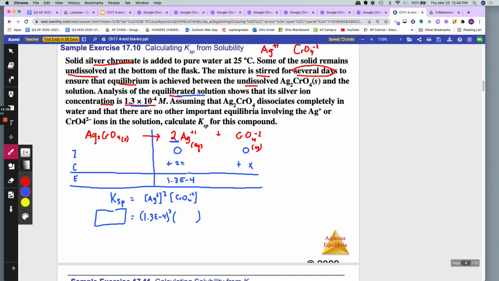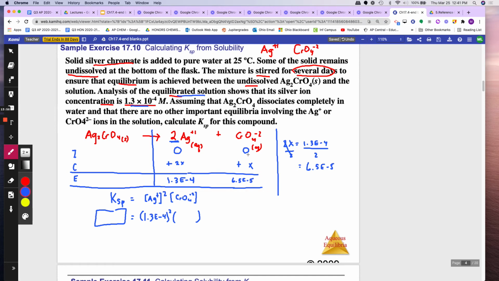So can you tell what x is? If you knew x, you can figure out what this is. Yeah, 2x equals this, so just cut this in half, right? 2x is equal to 1.3 E -4. Just cut it in half and you'll find x. And that is 6.5 E -5. Because 0 plus x.